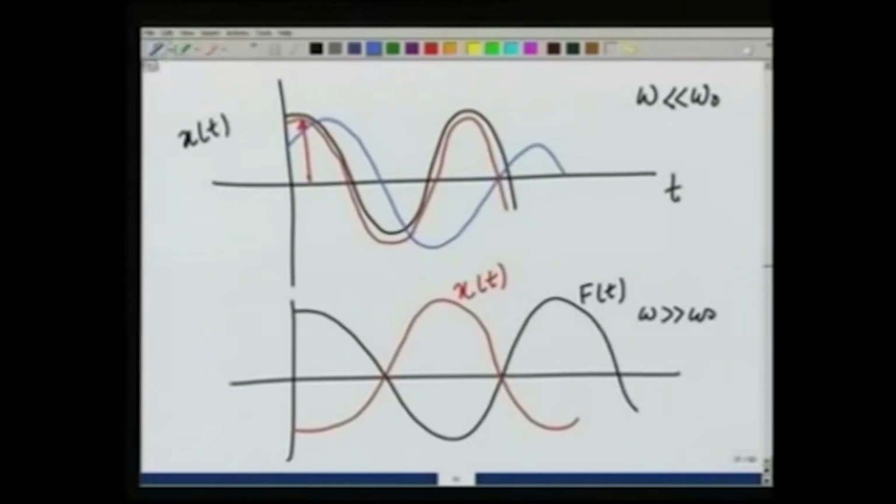So, we have talked about the steady state motion in the case of light damping and heavy damping, and seen how in light damping cases at omega equal to omega 0 the amplitude is maximum.